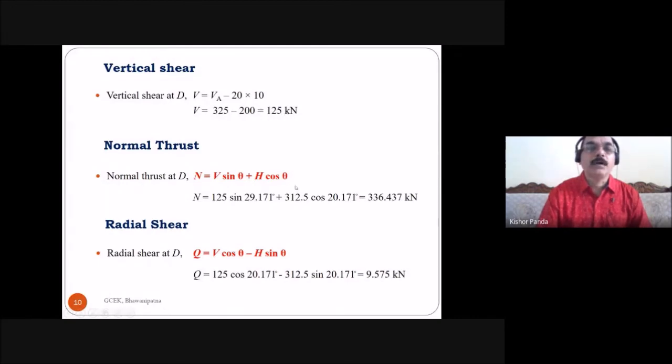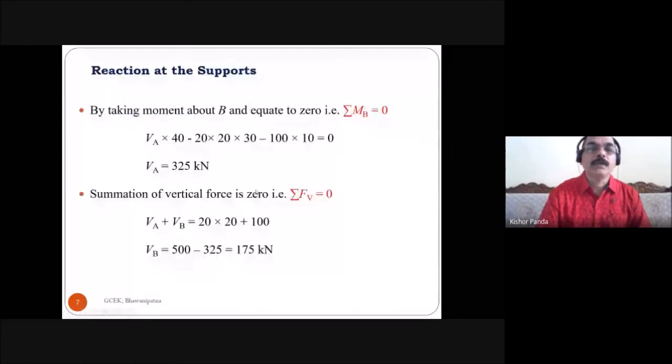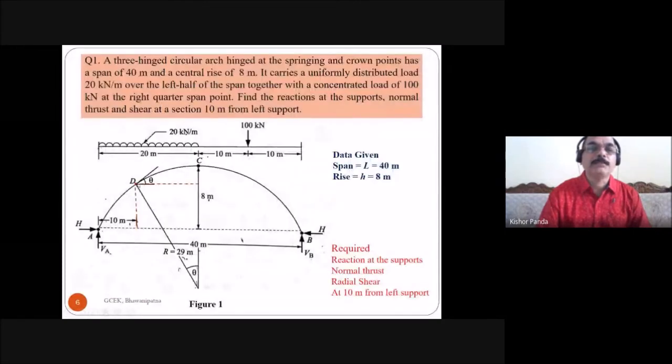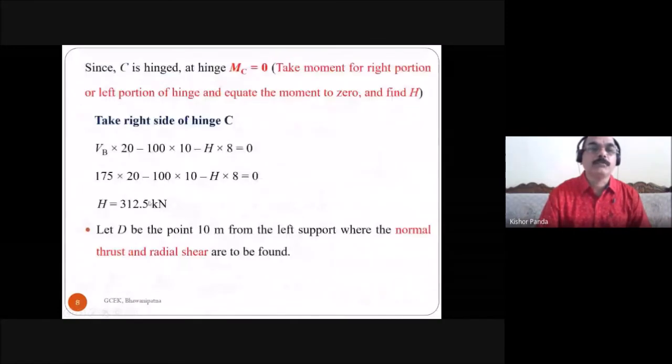So for normal thrust, this is the formula: N is equal to V sin theta plus H cos theta. So after putting V and H, what is the H value here? This is the H you got, and when you take the horizontal force at the point D, you will get the same, the opposite force. So H is equal to this one, 312.5 kilonewton.